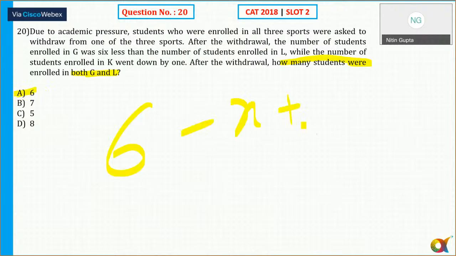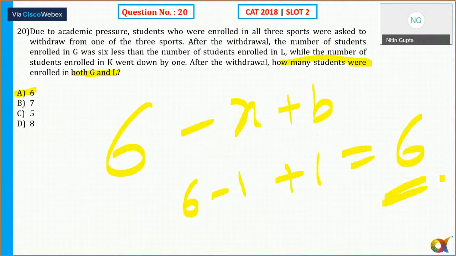Plus we have calculated, that is B. 6. So now I hope that it is clear to everyone. Can we move to the next set if it is clear? So this was a difficult set.